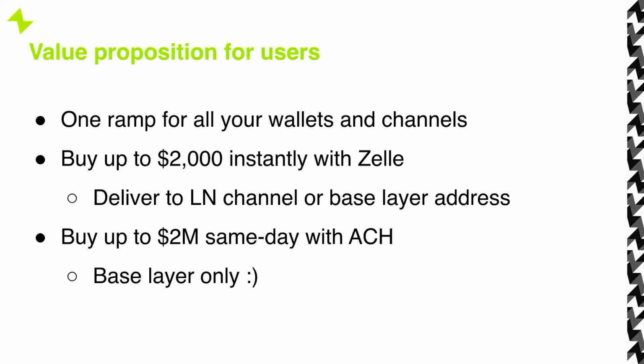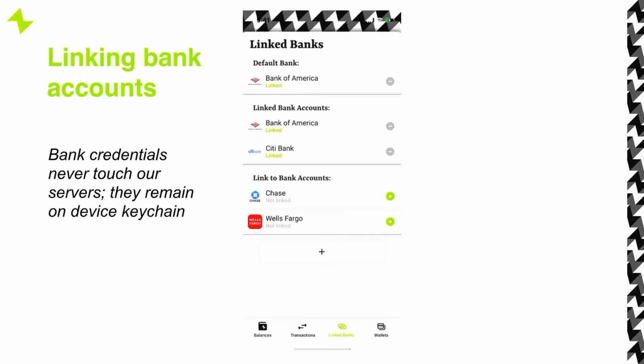We'll allow you to buy up to $2,000 instantly with Zelle. That's a limit placed on us by the Zelle network and the banks that we're using. And those limits will increase over time. And as I've said, deliver that Bitcoin to a Lightning channel or a base layer address. And if you're buying with ACH, you can do up to $2 million through the app. And that's obviously base layer only for today.